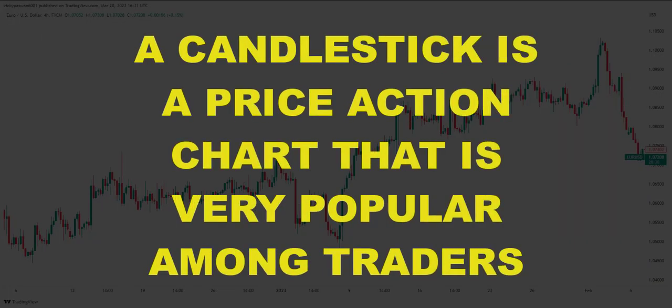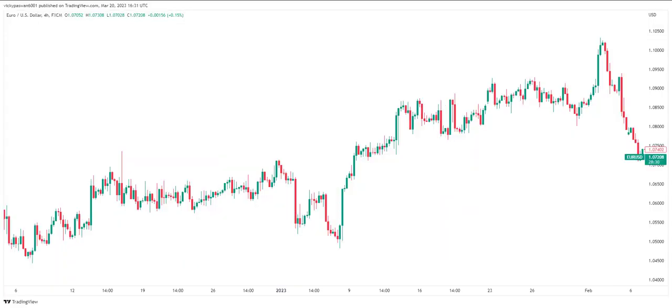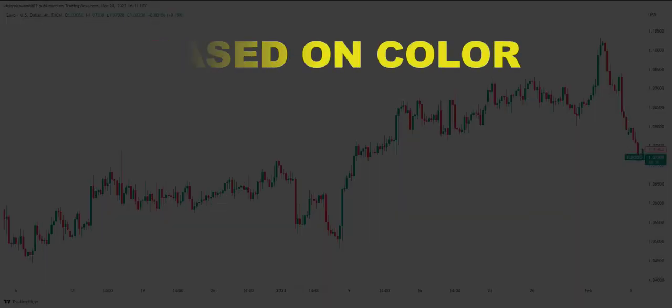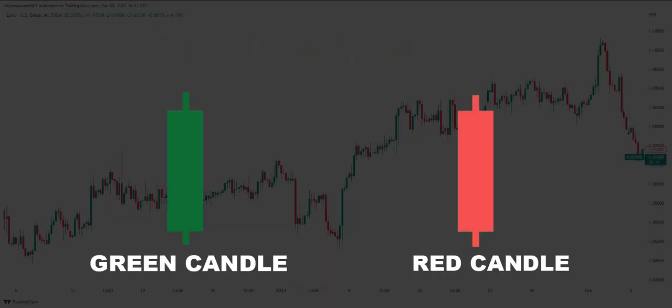Candlesticks is a type of price chart that is extremely popular among traders. The reason for this popularity is that candlesticks provide a lot of information in a very simple way. There are many different ways of differentiating between candles. Candlesticks can be divided into two categories based on their color: red candles and green candles. Red candles indicate a down move in the market, while green candles indicate an up move in the market.